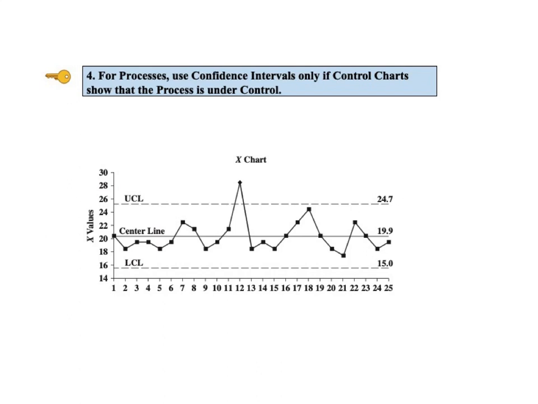The X chart shows that we see one data point is outside the upper control limit, the UCL. So the process is not stable, it is not under control. And a process that is not under control is being affected by special causes of variation from outside the process. These must be addressed before the process can be accurately analyzed with confidence intervals.